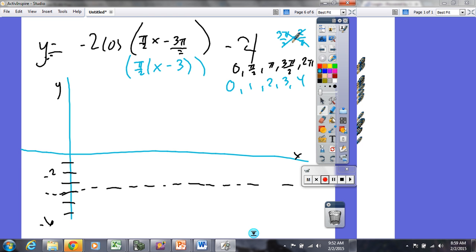Then we shift which way? Horizontally to the right. How many? 3. So this is 3, 4, 5, 6, 7.